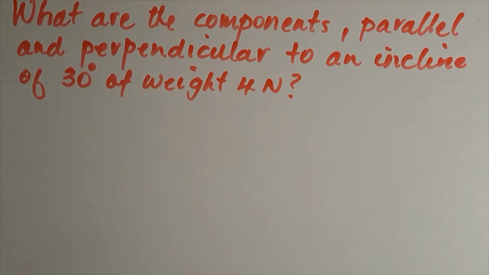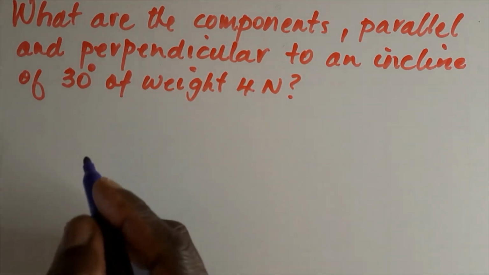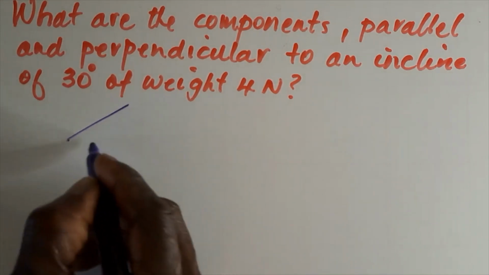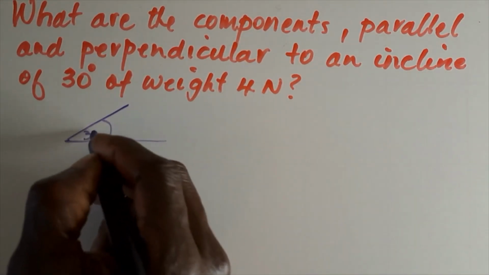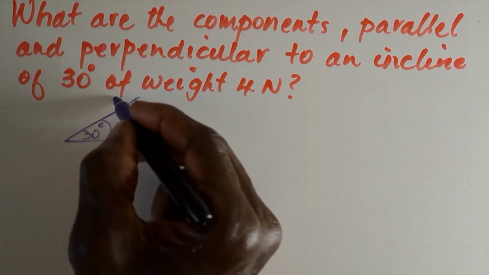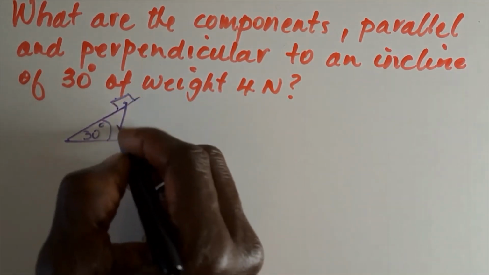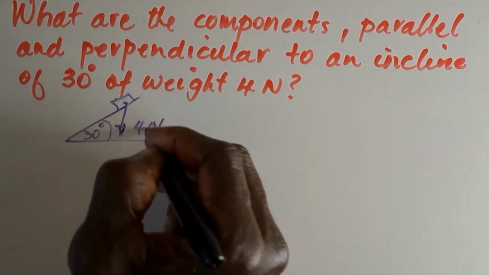Hello. What are the components parallel and perpendicular to an incline of 30 degrees of weight 4 newtons? If we draw a sketch, which is the most important thing when doing anything concerning vectors, components and resultants, we must draw a little sketch. So this is what it looks like. We have an incline of 30 degrees and we have a weight on here on the slope, it's downwards, I'll call it, and this is 4 newtons.